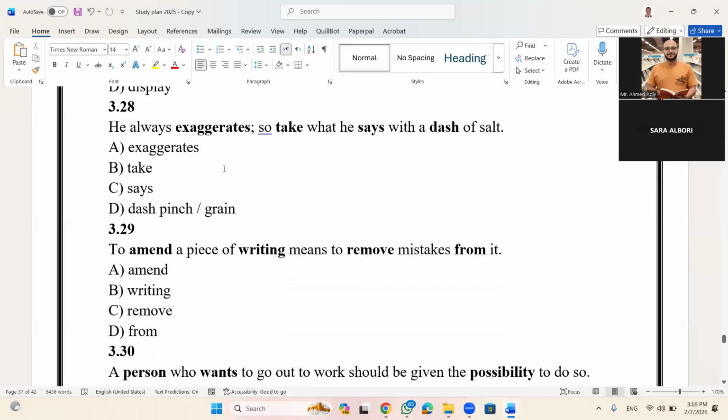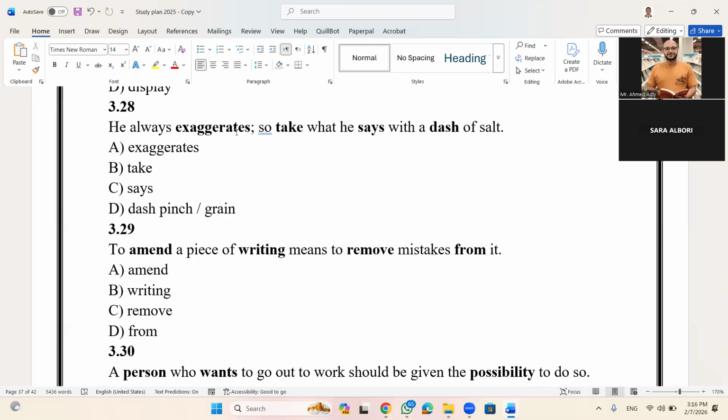Next, he always exaggerates. So take what he says with a dash of salt. It's exaggerates? Nope. We need to understand it first. I'm talking about somebody who exaggerates. I mean that he gives things a bigger size. For example, if I'm exaggerating about being rich, I say that I have 50 million reals. So this is exaggeration. I'm giving something a bigger size, right?